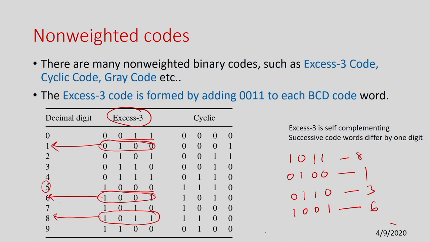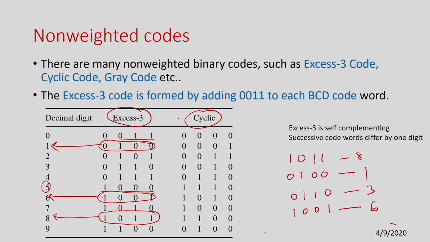So, this will hold for all possible combinations. The beauty of this excess 3 code is that there is no weight. It is obtained from BCD code, but BCD is not self complementing, while this is self complementing. Now, I will move on to the next one, the cyclic code.